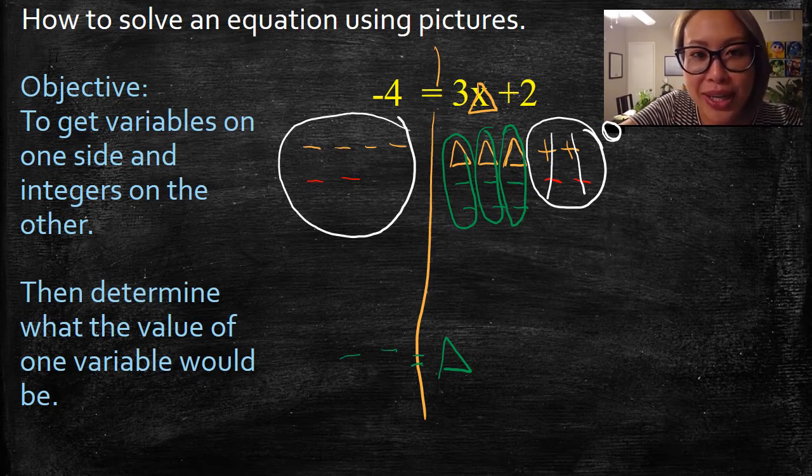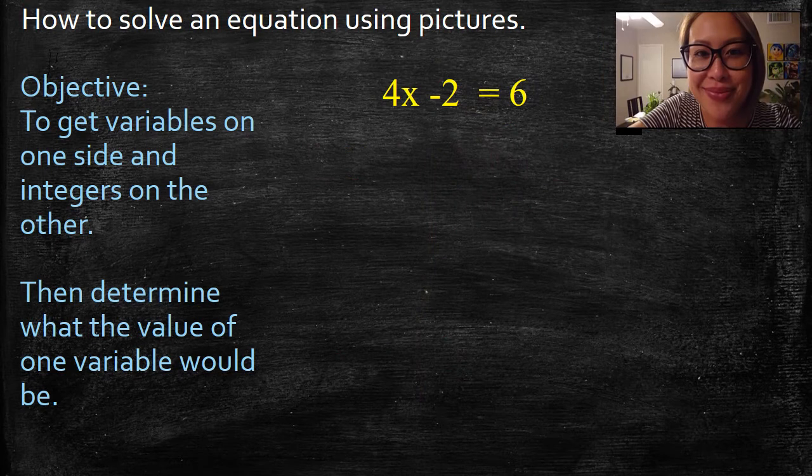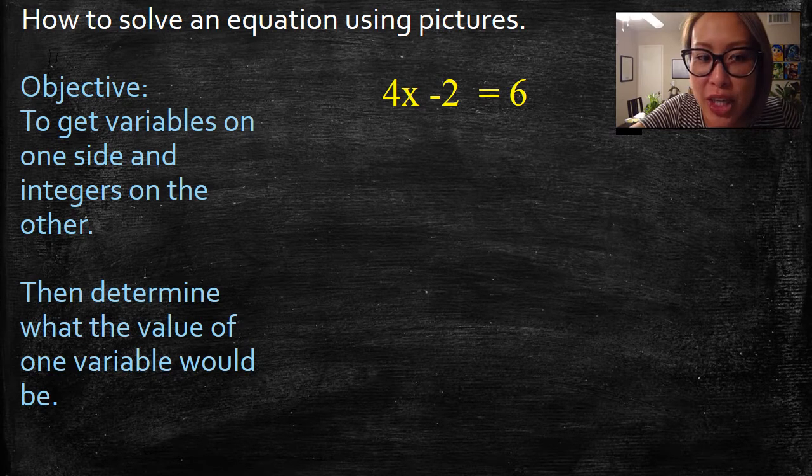So what I'm going to have you do right now is I'm going to project the next slide and allow you to give it a shot. And you can practice your drawing. So at this point, I want you to pause me and try the problem. All right, here we are. Next slide. Don't forget to go over your objective first. Your objective is to get the variables on one side and the integers on the other. Then determine what the value of one variable is. All right, go ahead and try it.